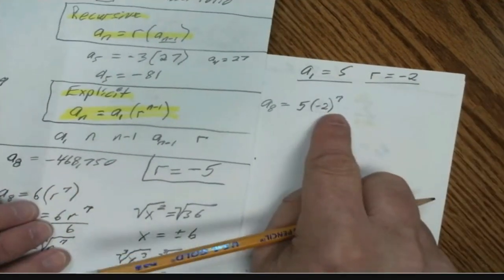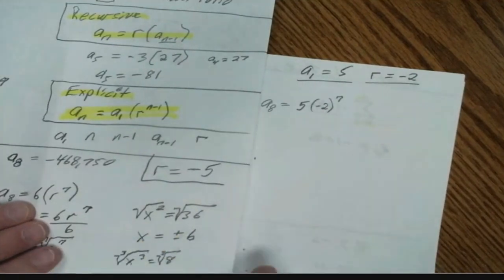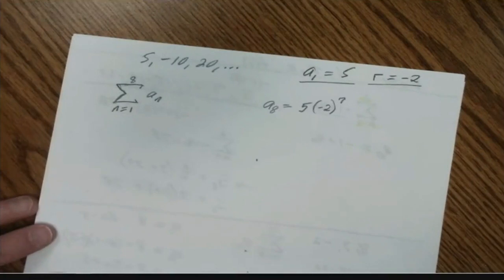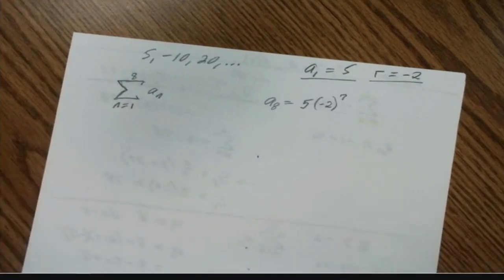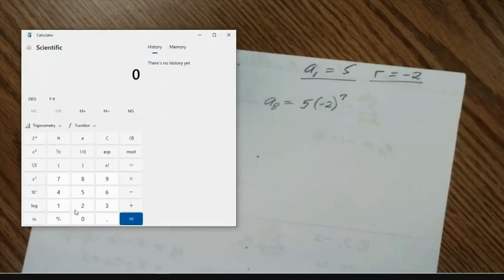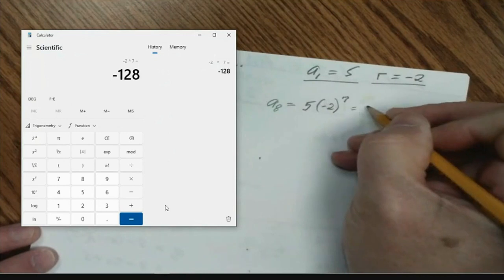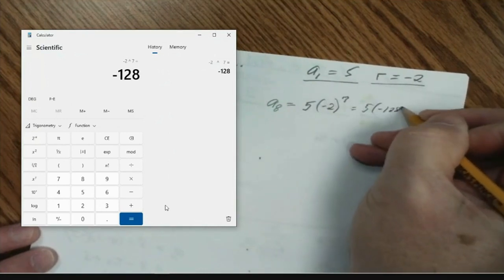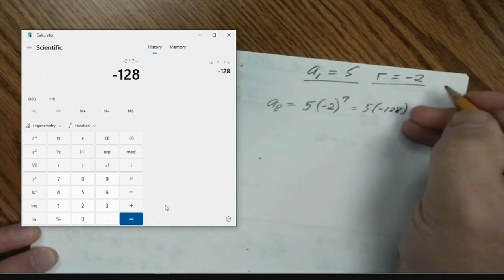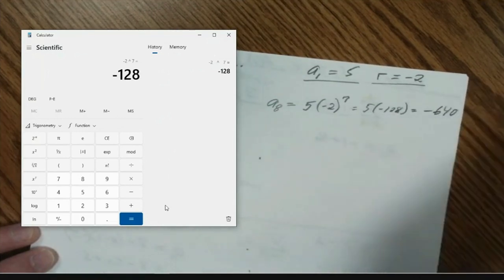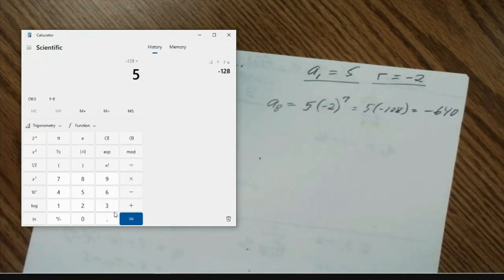I can put it inside or outside the parentheses, because either way I'm just taking negative 2 to the 7th power. Let's pull up our calculator so we don't make a mistake. Negative 2 raised to the power of 7 is negative 128. 5 times negative 128 equals negative 640. We can check that just by multiplying by 5. Negative 640, that's what goes right there.